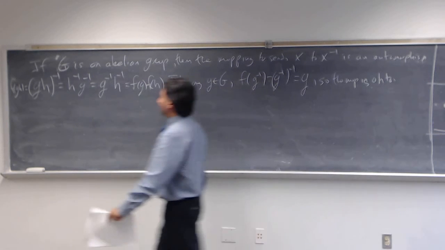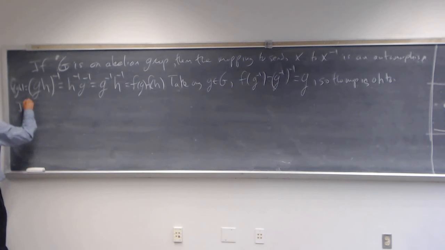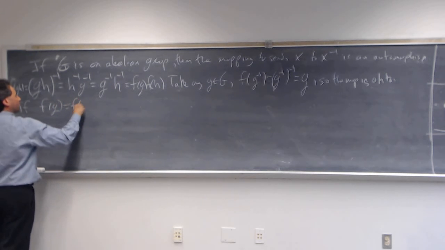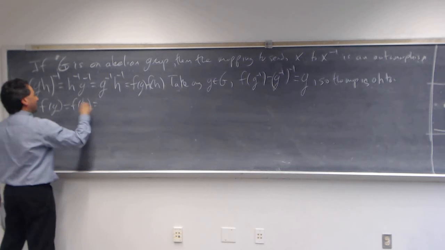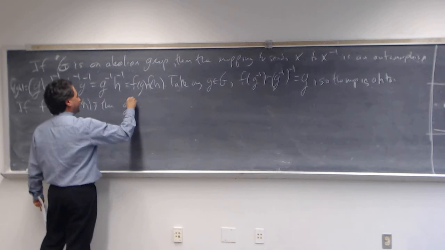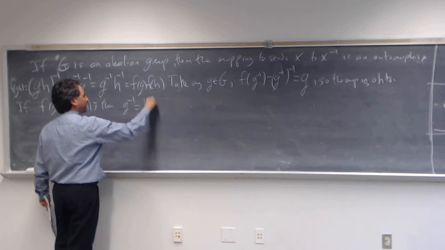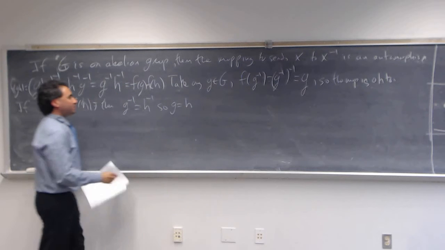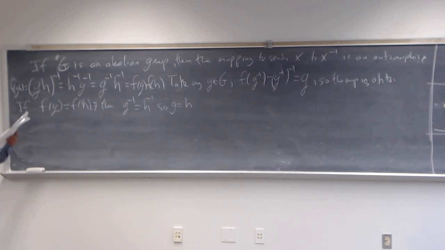And then finally, if f of g equals f of h, that means g inverse is equal to h inverse. So g equals h, because the inverse is unique in a group. So that's an automorphism for an abelian group.